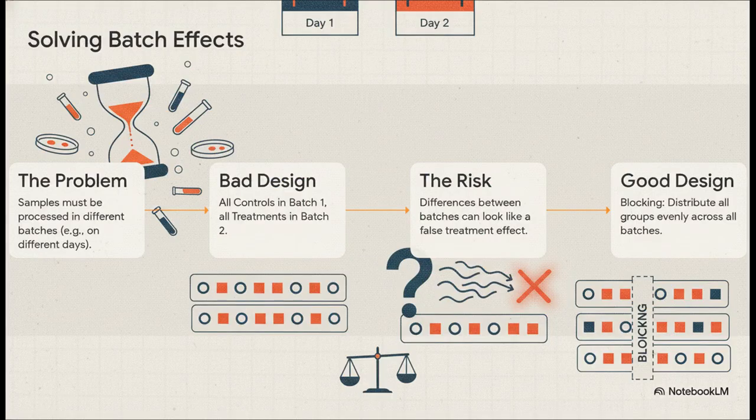Now this right here is one of the trickiest, sneakiest problems in all of science, the batch effect. Let's say you have so many samples you have to process them on different days. Well, you've just created batches. A bad design makes the day itself a confounding variable. But a clever design uses a technique called blocking. You just split your control and treatment groups evenly across both batches. That simple move allows you to mathematically cancel out the whole day 1 versus day 2 effect.